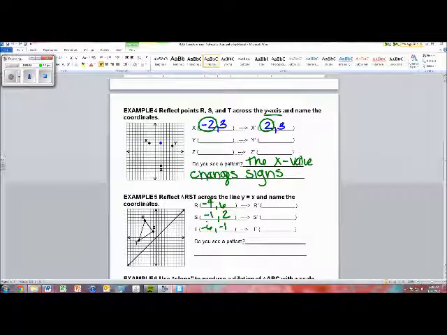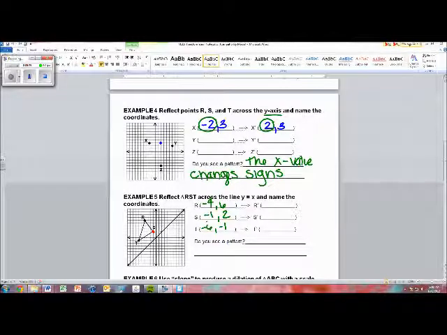Okay, and we're supposed to reflect it across the line y = x. Well, I'm going to start with point S because it's closest to the line. And S is here. I can't go diagonal to the line. Well, I mean, I can, but it's not really evenly spaced, so that makes it a little bit harder. But to get to the line, I can go to the right. So I'm going to go 1, 2, 3 units to the right.